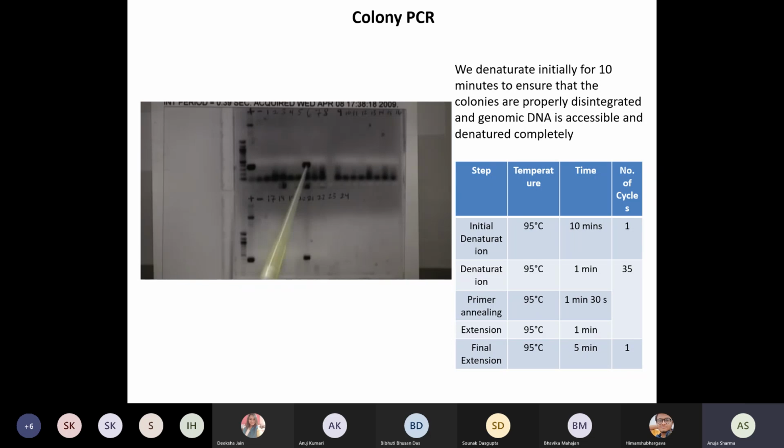So you can directly run it on a gel, and if there is a product which is amplified, specific to the length of your gene of interest, then you can say that colony has a plasmid which has the gene of interest. But one precaution you have to follow is to pick up one colony only. While swiping the colony, it might be possible that you mix two colonies, so keep in mind that we are not picking up two colonies together.